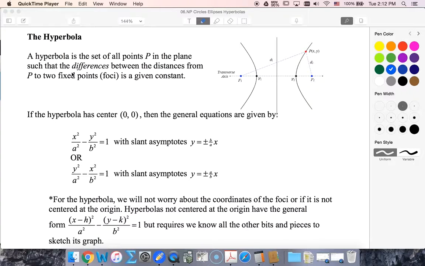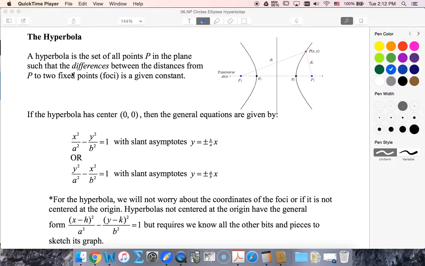While an ellipse is the fixed sum of distances between two fixed points, a hyperbola is the fixed difference between two points. So we'll have that the difference of this length and this length is the same as the difference from this point over to one of the foci minus this one.